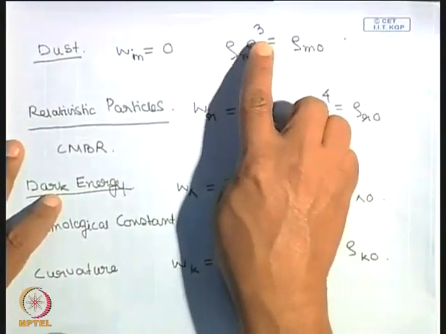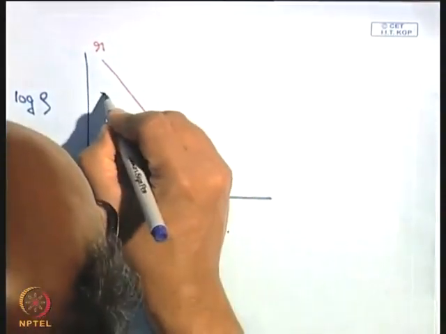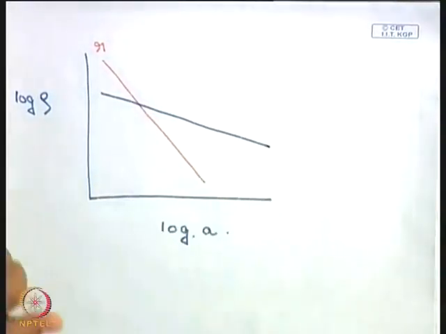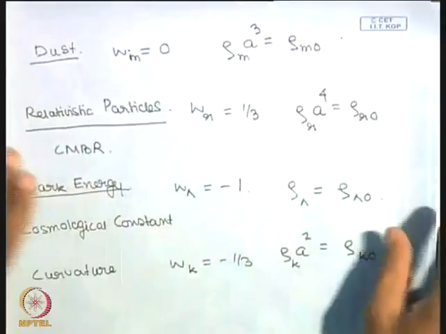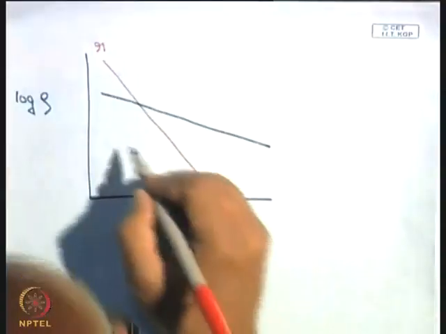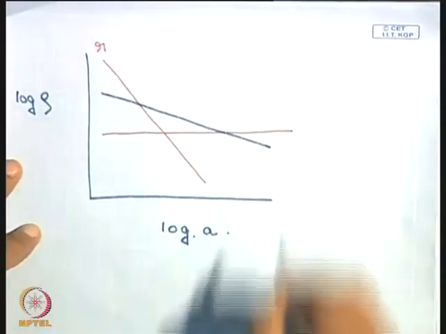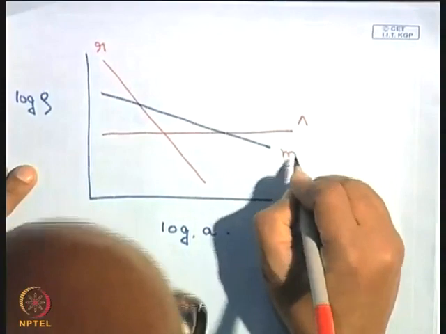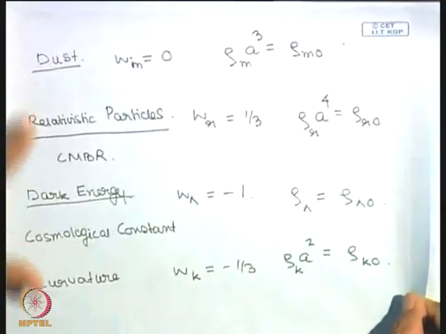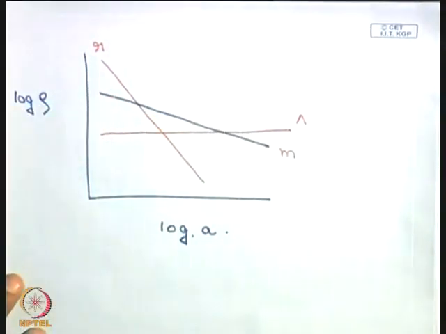Next, the matter. As the universe expands, the matter density will fall as a to the power minus 3. So that will be something like this, possibly. And let us look at the cosmological constant. The cosmological constant will have a constant density, so that will be somewhere like this, lambda. This is matter. And if you have a combination of all four of these, the curvature will fall somewhere intermediate to the matter and the cosmological constant.